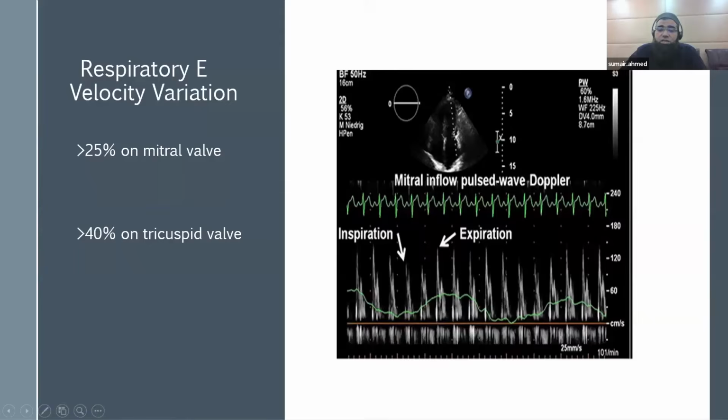And if we see the vice versa, there is an increase in the tricuspid E velocity greater than 40%. So remember once again, during inspiration, mitral E velocity decreases by 25%, and during inspiration, the tricuspid E velocity increases by 40%. So this is one of the criteria to diagnose constrictive pericarditis.